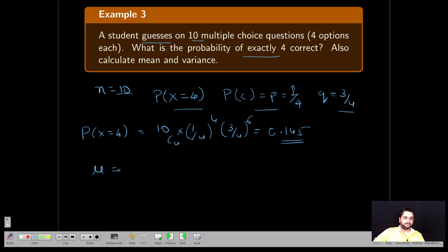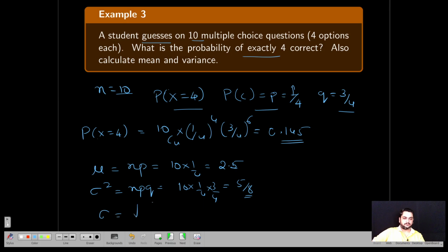So what is the mu value? Average number of correct answers will be n into p. So it is 10 into 1 by 4, 2.5. Next. So sigma square is equal to npq. It is 10 into 1 by 4 into 3 by 4. So the variance of this will be 15 by 8. So standard deviation, if they ask, is the square root of this. Okay. Next.